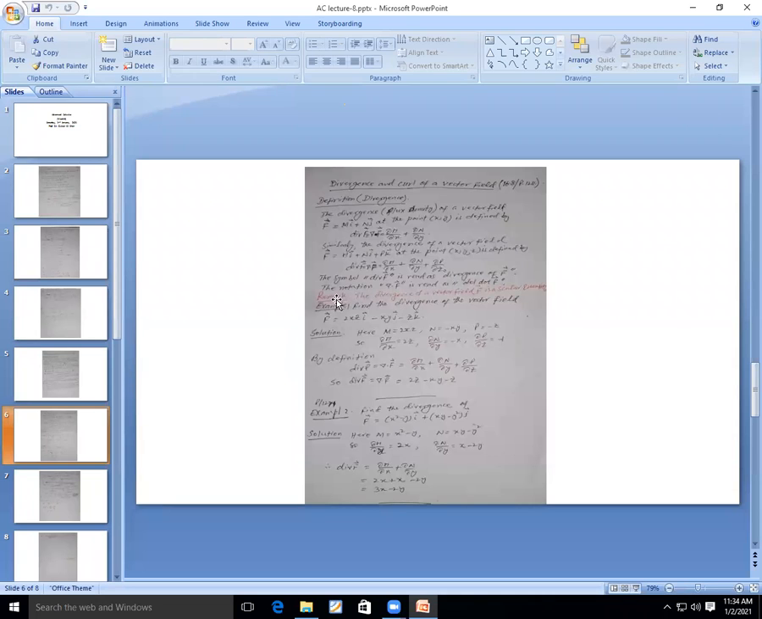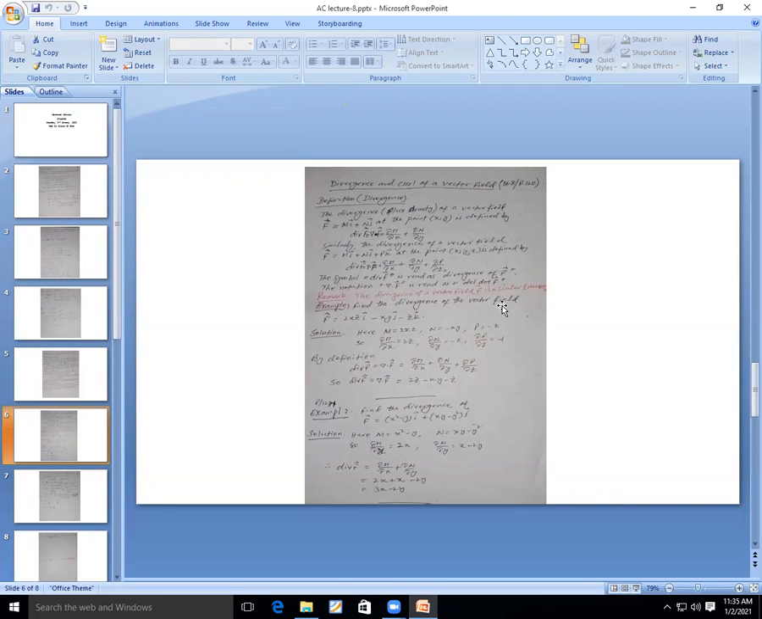Now here is a remark. From the definition, it is clear that the divergence of a vector field f is a scalar quantity. Remember this. Sometimes an examiner can ask you, tell us whether divergence is a scalar quantity or vector quantity. So clearly, by definition, it is a scalar quantity.